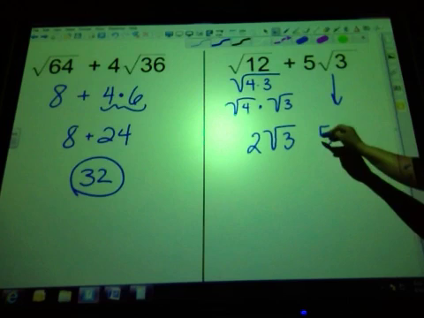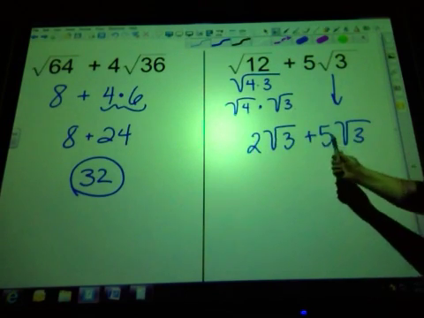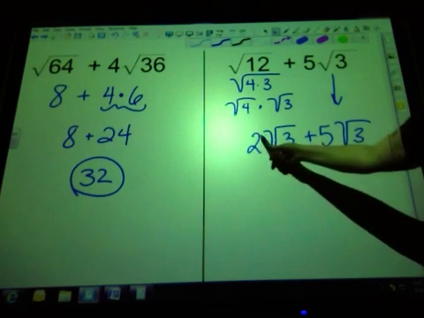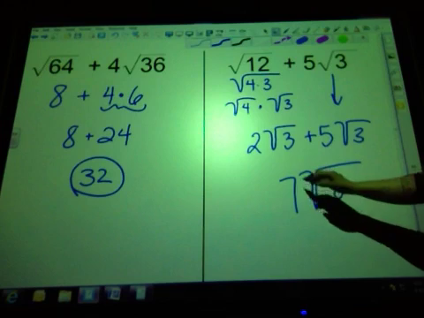Bring down this whole, plus 5 times the square root of 3. And now I just combine my terms that are in the front. So 2 plus 5 is 7. So I have 7 times the square root of 3.